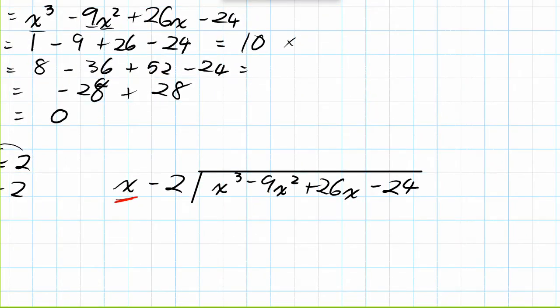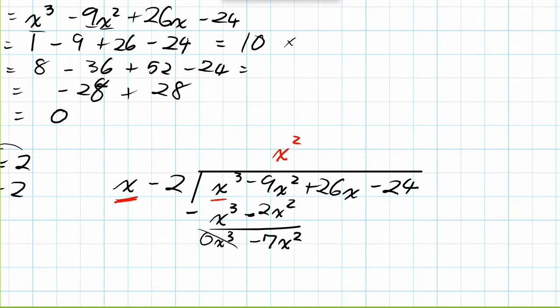My very first value here is x. I need it to become x cubed. Well, in order to do that, I'm going to multiply by x squared. And when I do that, I'll get x cubed minus negative 2x cubed, negative 2x cubed. And then we subtract the 2. This one creates a 0, 0x cubed, which is the same as saying nothing. Negative 9 subtract negative 2 is the same as negative 9 plus 2, so we get negative 7x squared. Then we go to the next part.